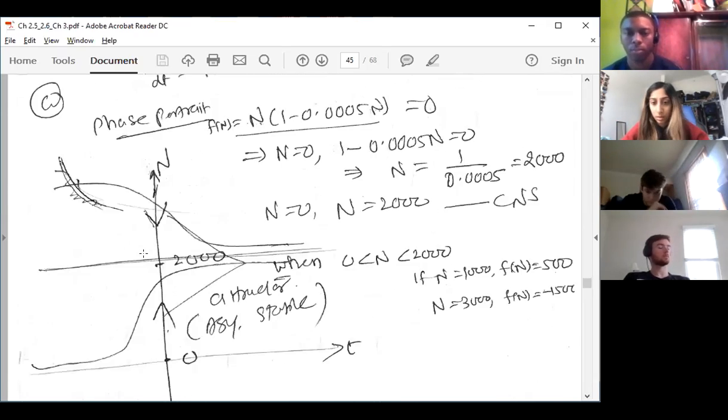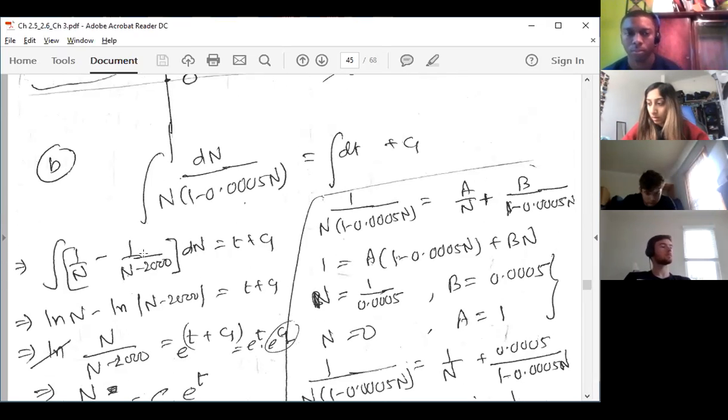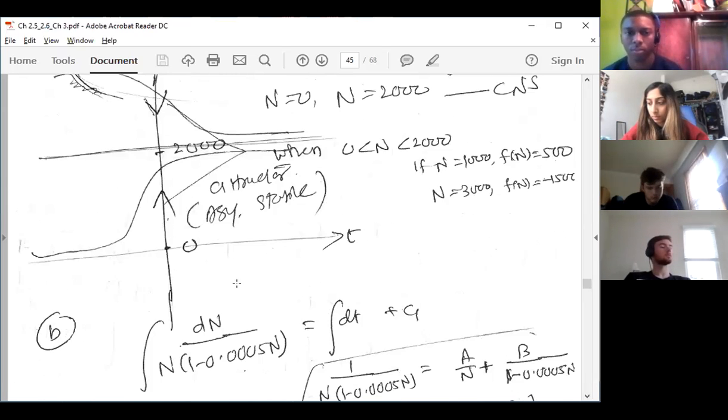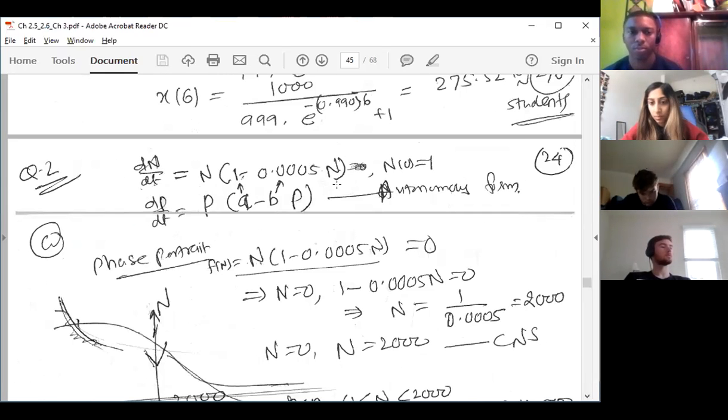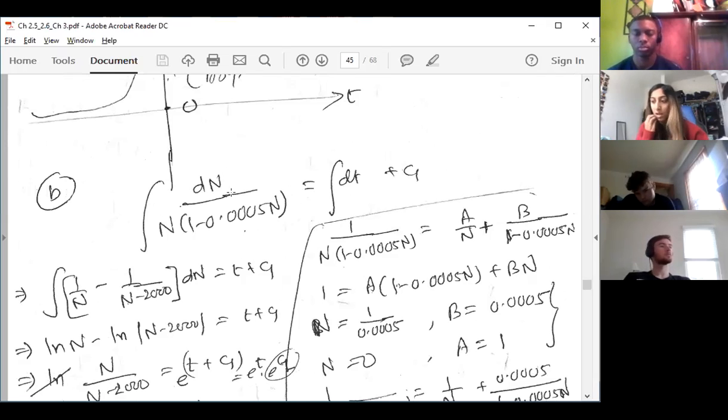The second part of the problem says to find the solution. It is exactly the same as the last problem. This is my dn by dt equal to this one. Here it is n and here it is n. Instead of x, now I have n. That's the only difference. So take the whole part into the denominator and this dt on the other side. It's a separable variable equation. Once the variables are separated, go for the integration.